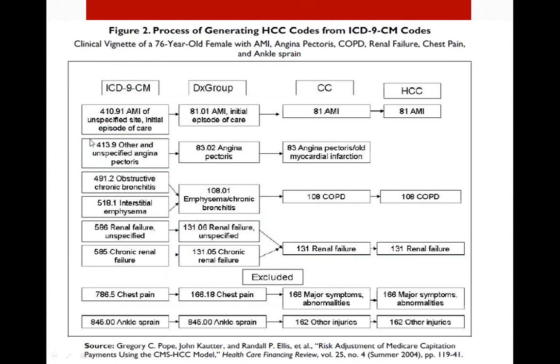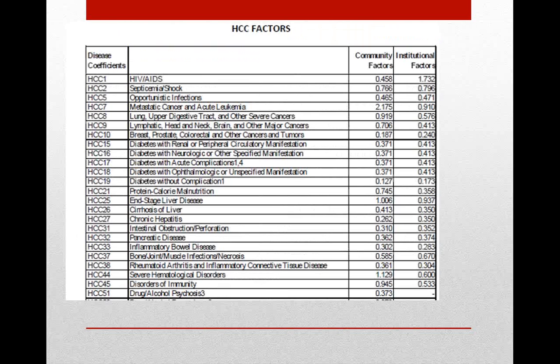So we take an example here of a diagnosis, anterior MI 410.91. It goes into the diagnostic group of 81.01, which is an anterior MI. It goes into the condition category, which is also the MI category, and then the HCC category, which is 81, AMI. And they do the same here with emphysema and renal disease, but you will see acute problems are not risk adjusted because they are just that, acute. They risk adjust the chronic problems. So an ankle sprain or chest pain, those will not risk adjust.